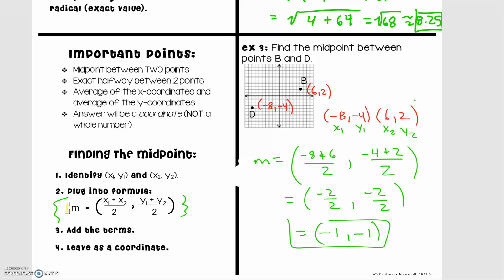So what they're saying is the halfway point between D and B is at negative 1, negative 1. So they're saying it's right here. And that's all we have to do.